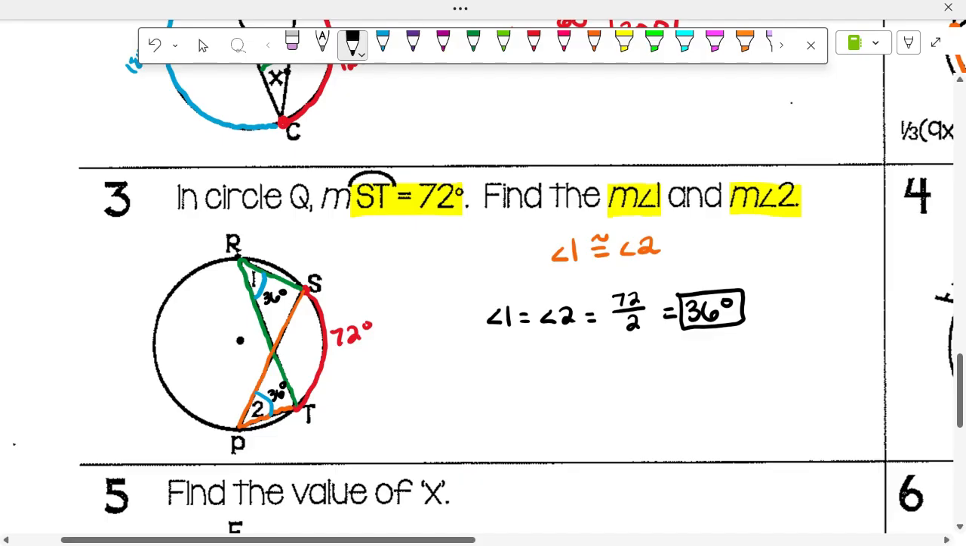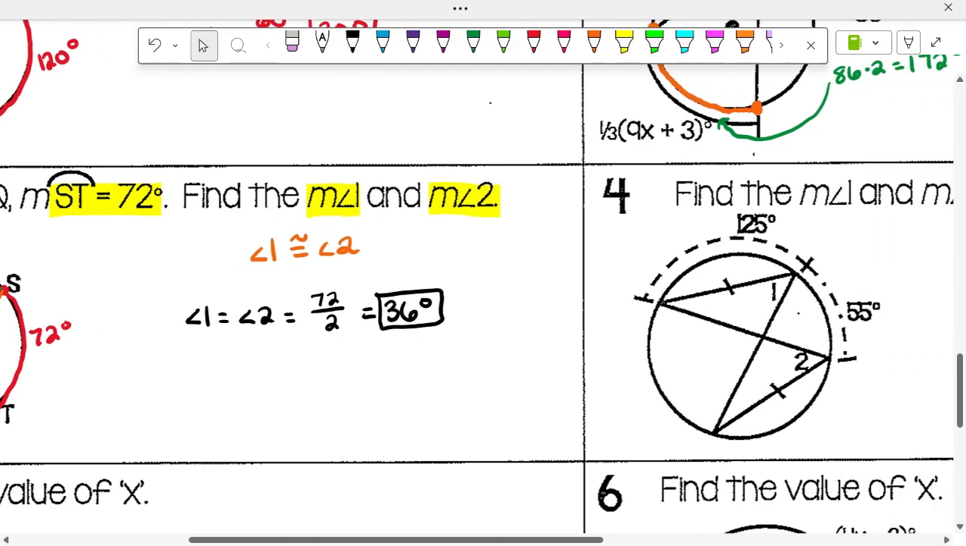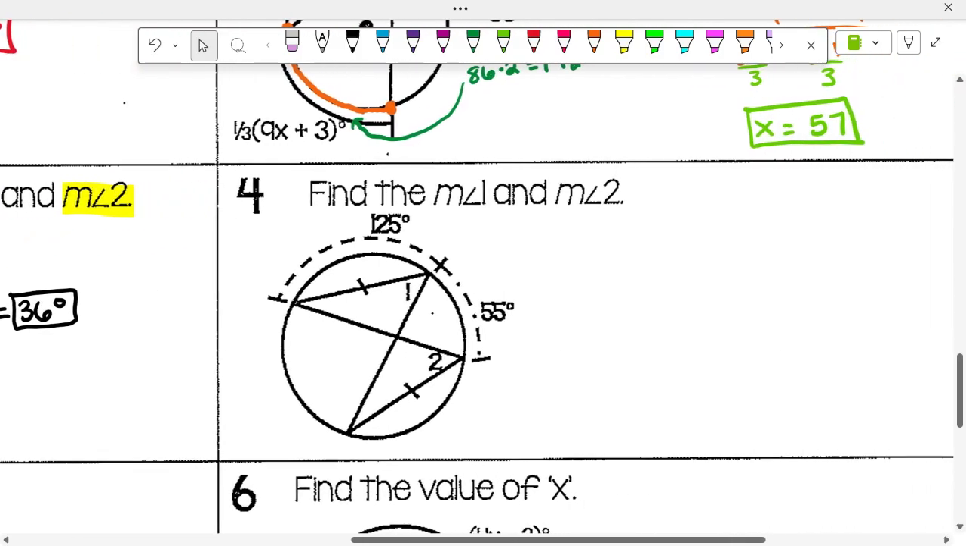Any questions on number 3? All right. Let's look at 4. So it wants us to find the measure of angles 1 and 2. So here's angle 1, and this is angle 2. What's going to be true about angle 1 and angle 2? They're going to be congruent to each other because they share this same arc here.